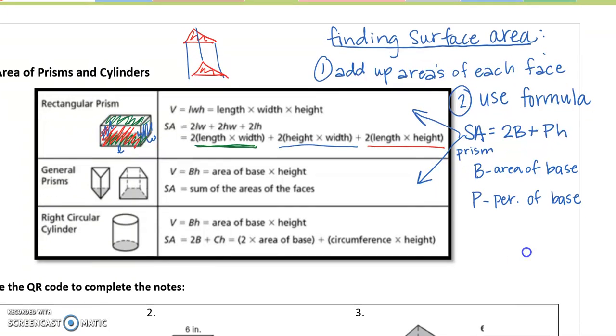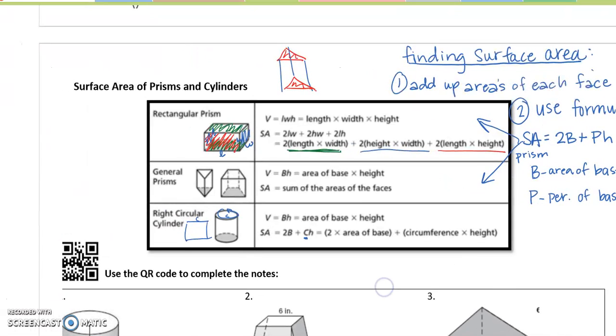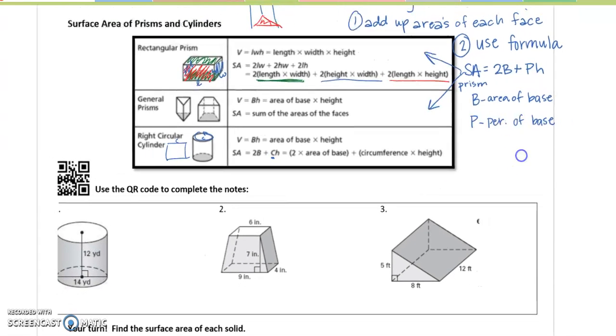Okay, so the formula for a right cylinder is really similar: 2 times the area of the base plus C for circumference times the height. So the same general concept, because when you take the circumference and unwrap it, it gives you that rectangular face that makes the sides, basically. Okay, so I'm going to show you how to do this on a couple examples using either method.